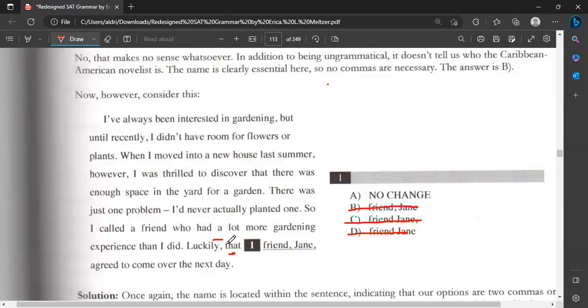So that friend who was called came. That's all we need to know. It's not like it was another friend, it was that same friend that was called. So everything is okay. I'm glad that you guys said it's not essential, so it means you know that. Which means A is our answer, because it still makes sense. I called a friend who had a lot more gardening experience than I did. Luckily, that friend agreed to come over the next day. So we're good. Any confusion before I move on? Is there anyone who still thinks there's another answer, or any disputes, any confusions? No, sir.